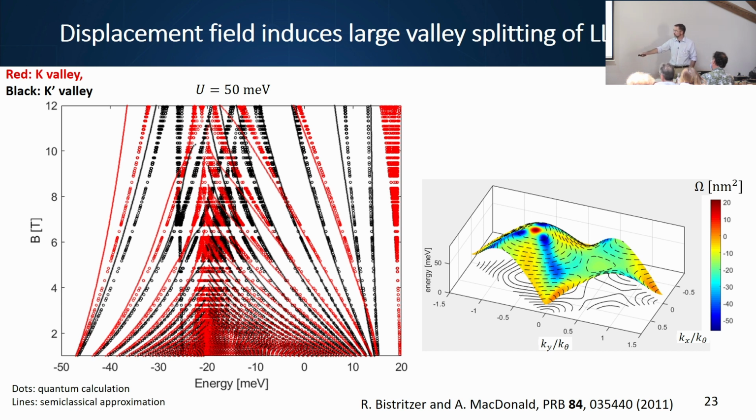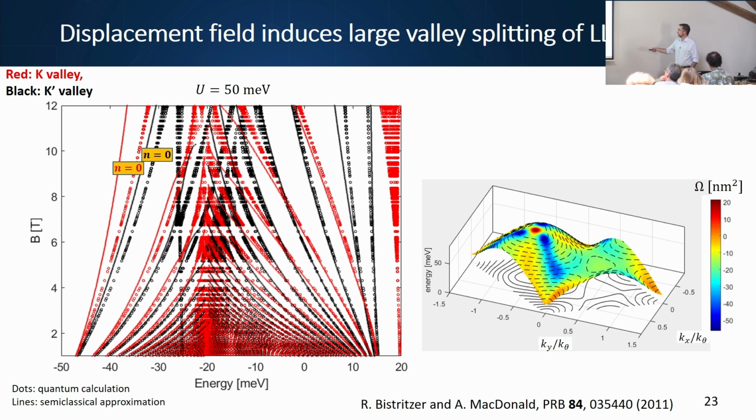These solid lines are from the semi-classical approximation I just described to you. I also include dots from a quantum calculation of the Hofstadter spectrum. You can see that for many of the energy levels, the quantum and the semi-classical agree pretty well, although not for all energy levels, which is kind of interesting in its own right.